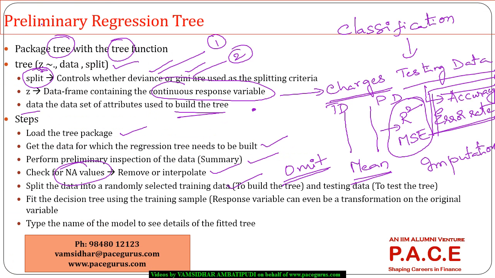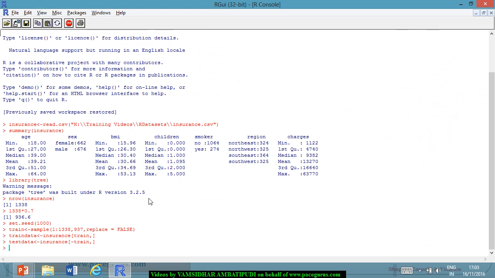Now this is where I can go ahead and fit the decision tree using the training sample. So let me call it fit tree, and let me call it the deviance. I'll use deviance as the splitting criteria out here. So here, tree.